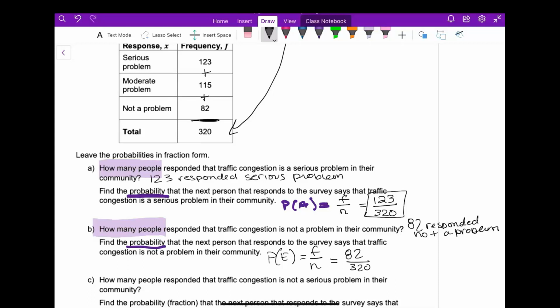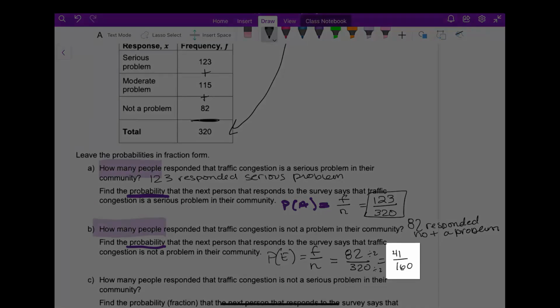In this case, we see that it is divisible by 2 because they're both even numbers. So let's go ahead and start the simplification process. You must always simplify. So I'm going to divide by 2 here and divide by 2 here. 82 divided by 2 is 41. 320 divided by 2 is 160. And then we check again.